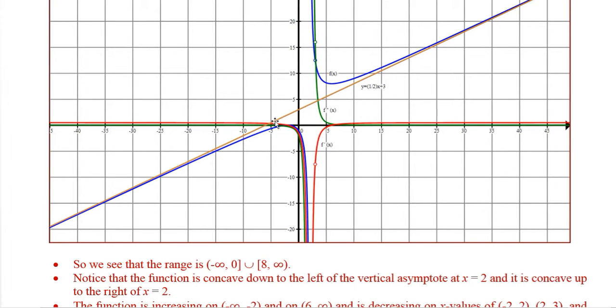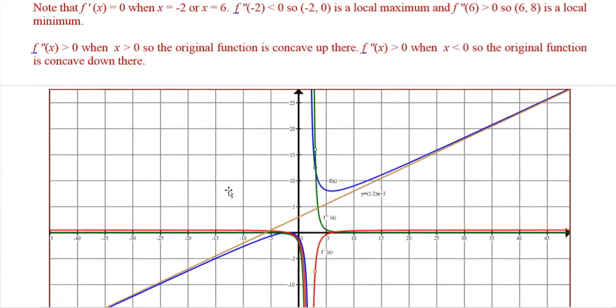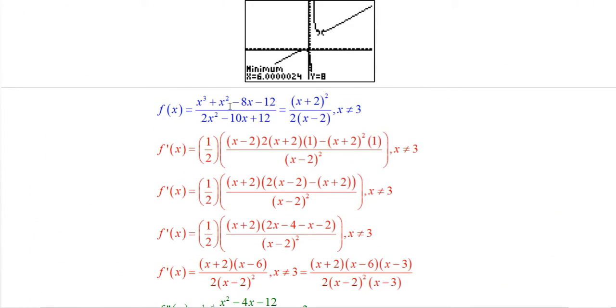How do we find exactly what that function is that it's approaching on the edges? The so-called end behavior. Well, we do that by long division. I can do it with the original function, but I can also do it with the reduced version.